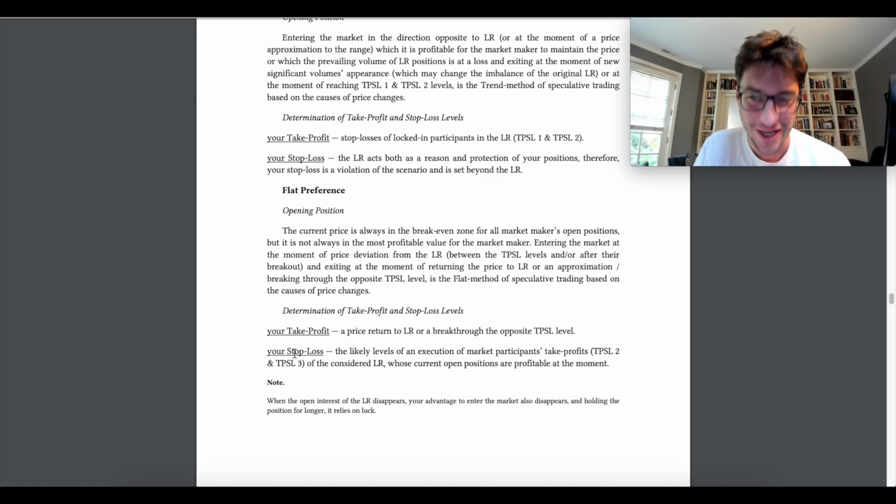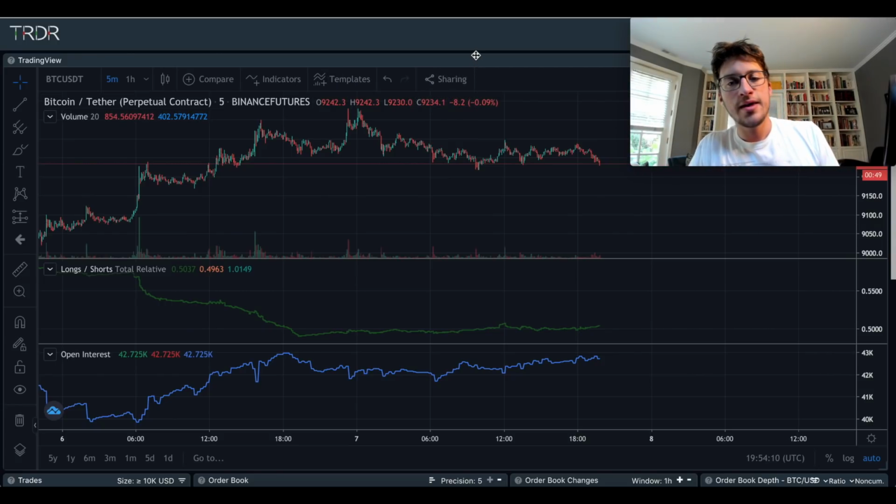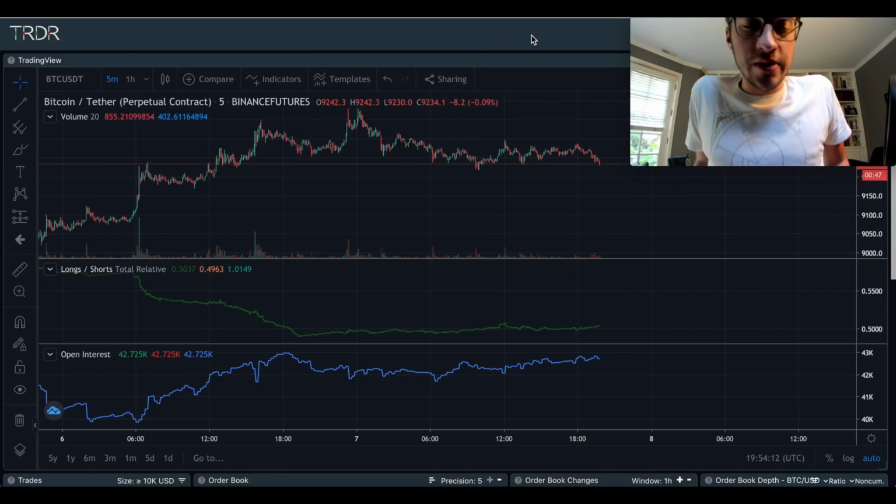Is where you want to place your stop loss. It's saying place your stop loss at the likely levels where a lot of these trapped traders take profits, which in this case would be here, and which in this case never got hit. This is just some of the analysis from Tom Lexkey.